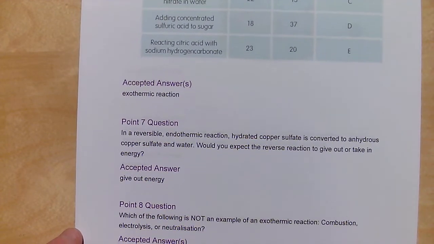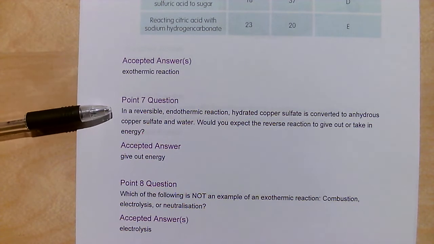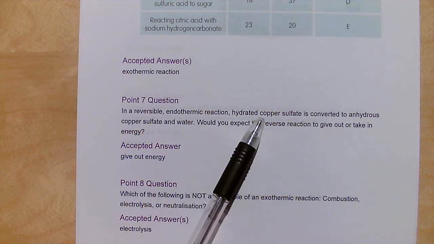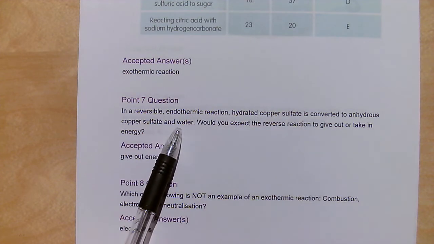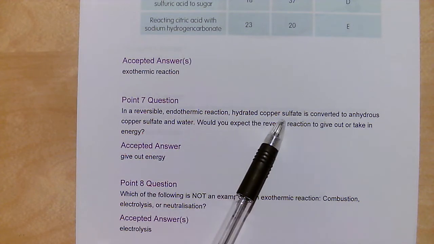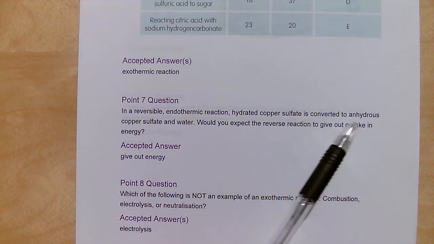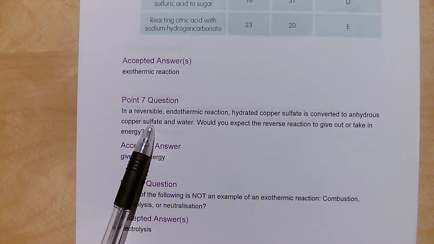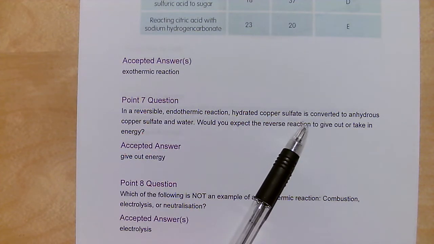Okay, number 7 and 8. Right, so next point that came up, in a reversible endothermic reaction, hydrated copper sulfate is converted into anhydrous copper sulfate and water. Hydrated copper sulfate is copper sulfate with water in the crystal. Okay, and anhydrous copper sulfate is a white powder with the water having been removed from the crystal. Okay, and it's telling us that this reaction is endothermic.